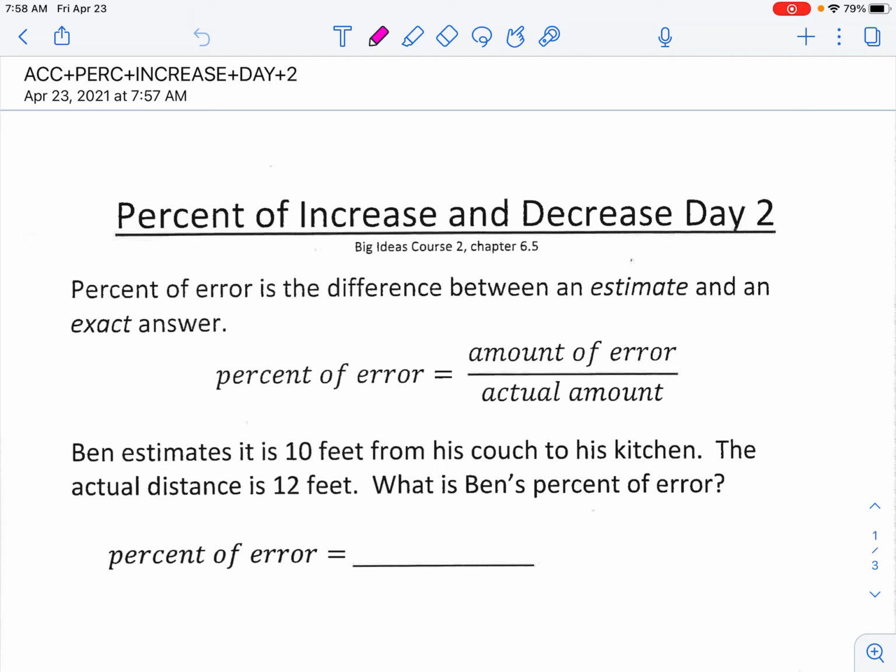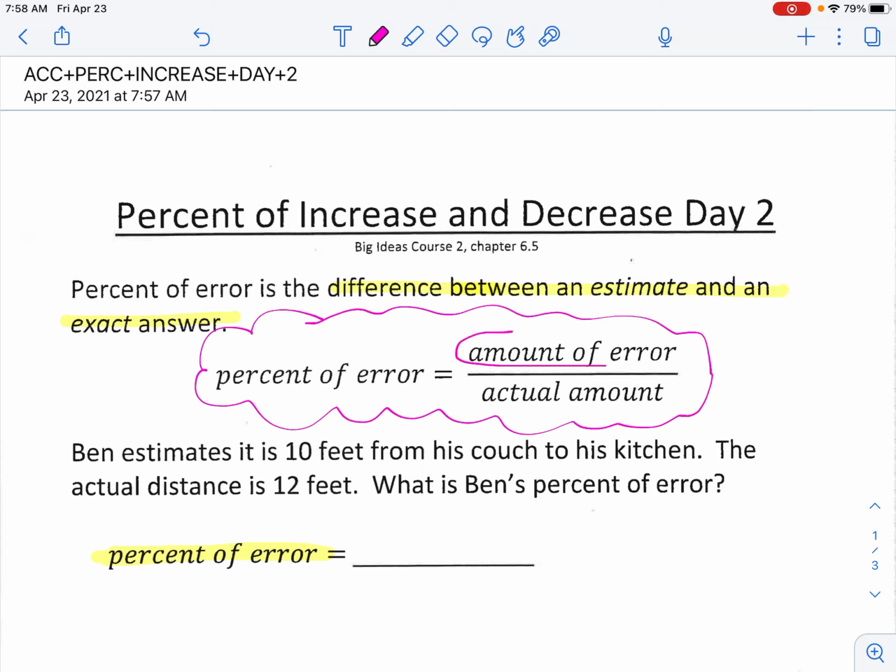So now we're also going to work on percent increase decrease, but specifically now we are working on percent error, the percent of error. Percent of error is the difference between an estimate and an exact answer. When we are calculating percent error, it's going to be very similar to what we did before, but the first thing we need to figure out is what was the amount of error, and then we're going to divide that by the actual amount.